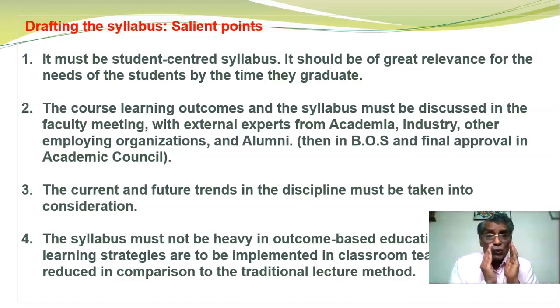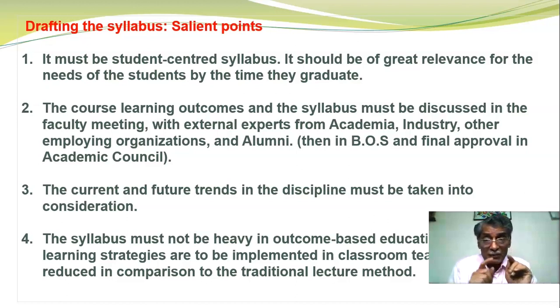It must be student-centered syllabus. It means that it should be having great relevance for the needs of the students by the time they graduate. The course learning outcomes and the syllabus must be discussed in the faculty meeting with external experts from academia, industry and other employing organizations and alumni. Then in the board of studies and final approval in the academic council.